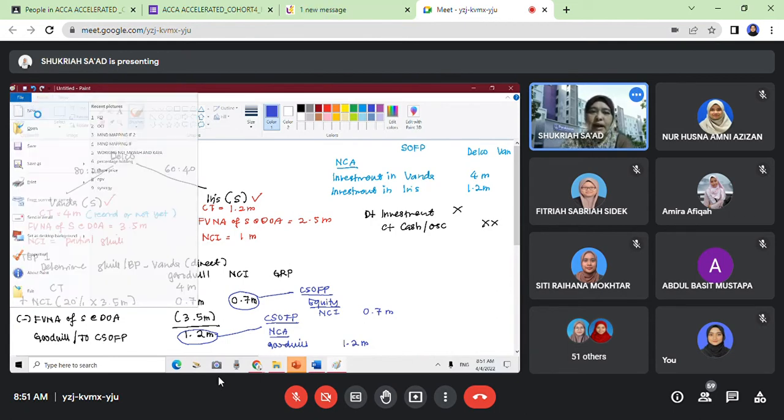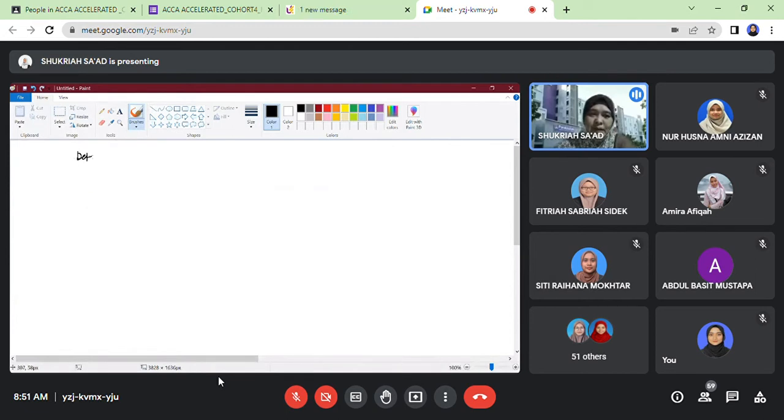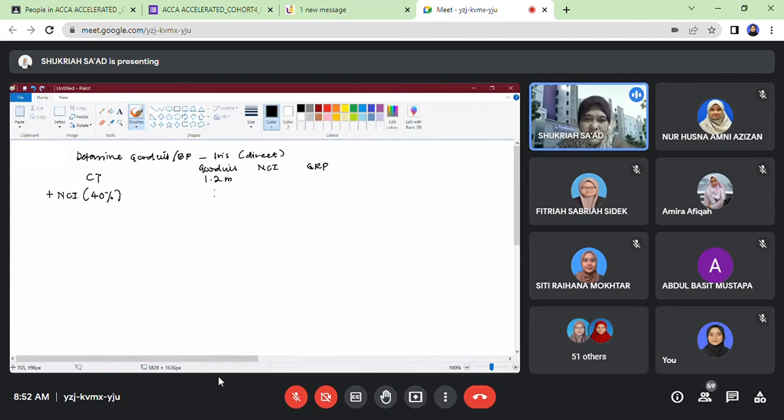Next, I proceed untuk Iris. So next kita go back for the second one. Determine goodwill or bargain purchase for Iris, also direct. We start with the CT. Column goodwill, NCI, group retained profit. CT for Iris is 1.2 million, plus NCI. Delco acquired Iris 60%, so the NCI will be 40%. If you look back at the questions, you have been given already amount NCI. So tak payah dah nak kali dengan fair value net asset. Terus letak 1 million.